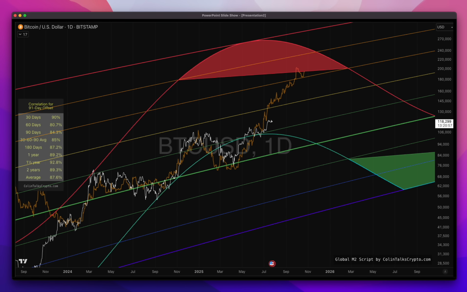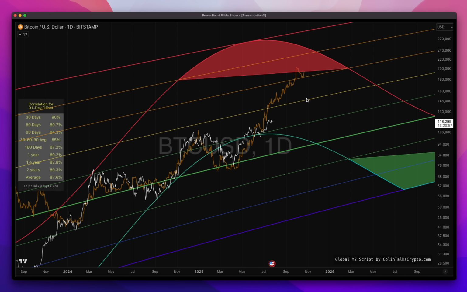Right, so when we overlay M2, again, pretty much copying what Real Vision is doing, but I think it's super interesting and fun to follow along. A 91-day offset with the global M2. The highest 30, 60, 90 average is 91 days, and that's represented with 85%. So again, this is still tracking.